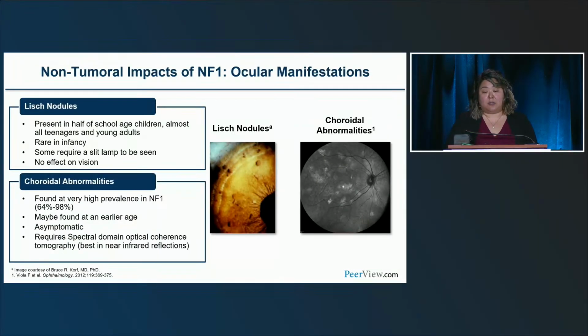Other classic hallmark features for NF1 include ocular manifestations, including these Lisch nodules, which are hamartomas that are asymptomatic and have no effect on vision, as well as choroidal abnormalities. And these choroidal abnormalities were also included as part of the ocular manifestations in the most recent diagnostic criteria update.